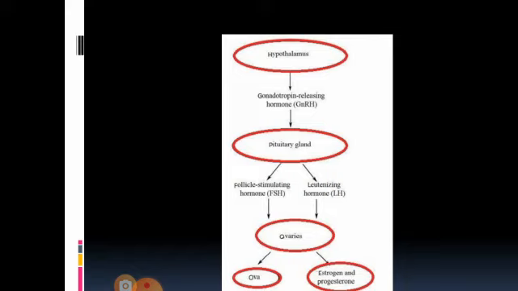How we go from the primary follicle to corpus albicans formation: primary follicle, secondary follicle, tertiary follicle, Graafian follicle, ovulation, after ovulation corpus luteum, then corpus albicans, then the cycle stops.